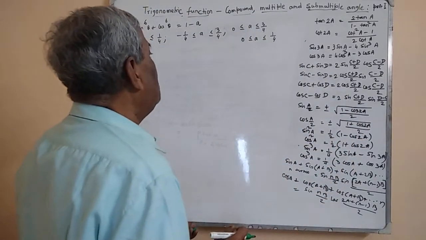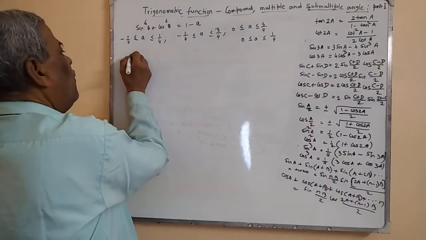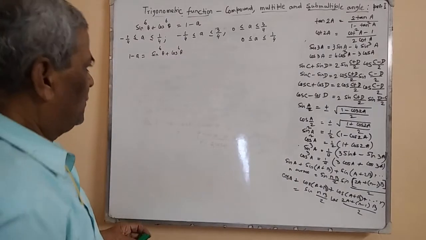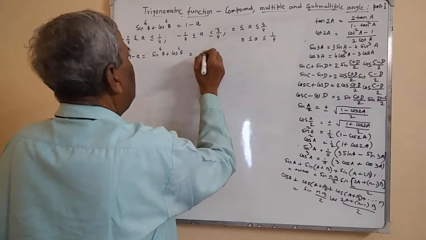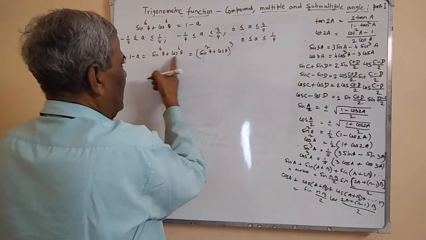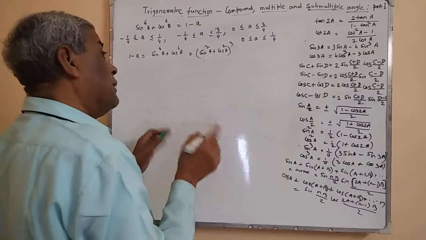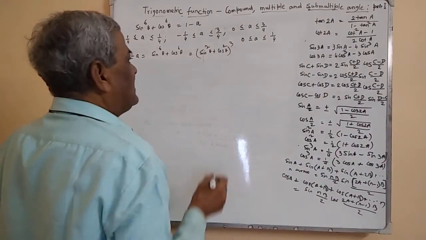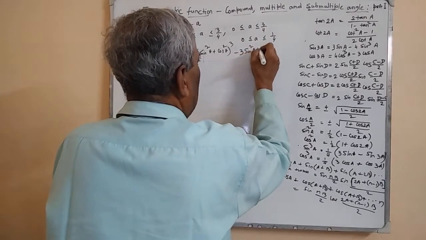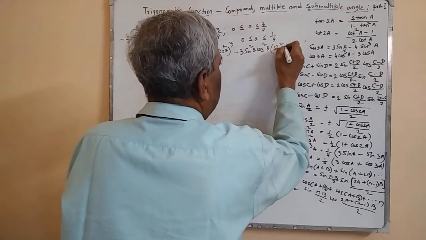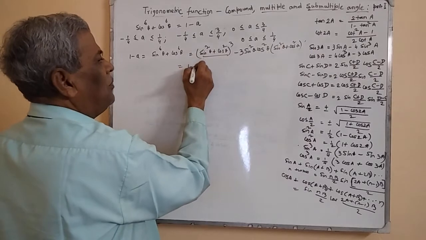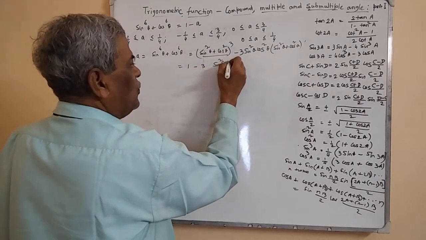So let us see the range of a. Given that 1 minus a is sine to the power 6 theta plus cos to the power 6 theta, we can write it as sine square theta plus cos square theta whole cube, minus 3 sine square theta cos square theta into the sum of sine square and cos square. Now, because this is 1, it simplifies to 1 minus 3 sine square theta cos square theta into 1.